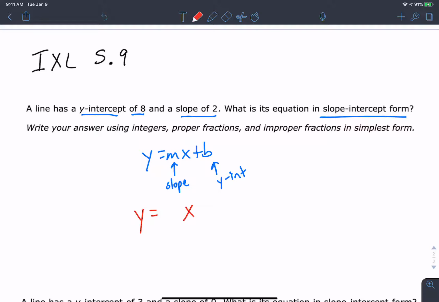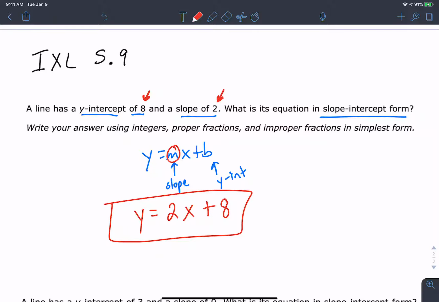All right, so all we have to do is plug in our m. Our slope is 2, so we put a positive 2 here. Our y-intercept, our b, is a positive 8, so I put a plus 8 at the end. So there is my equation in slope-intercept form.